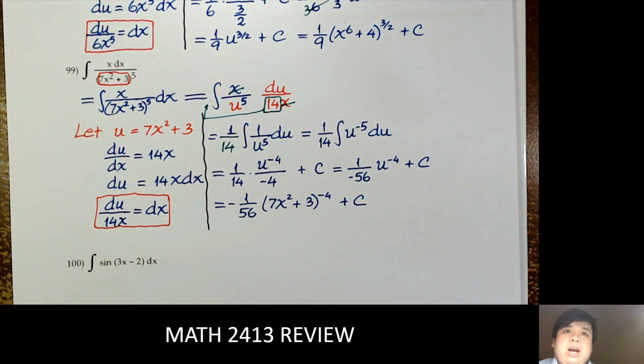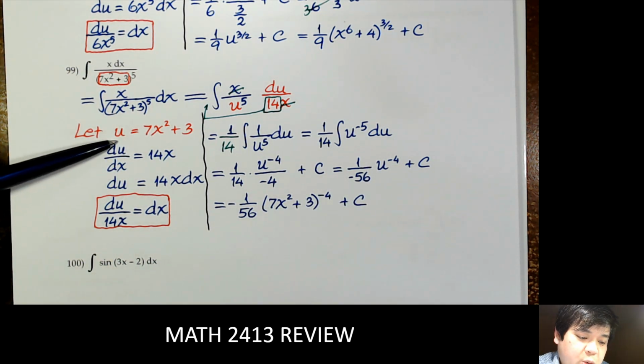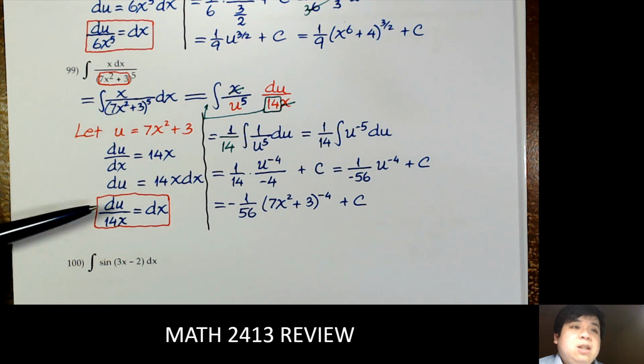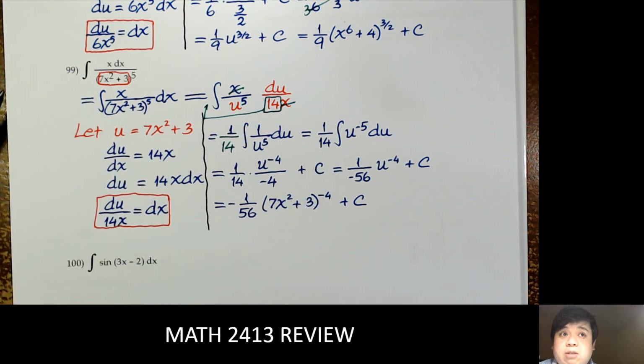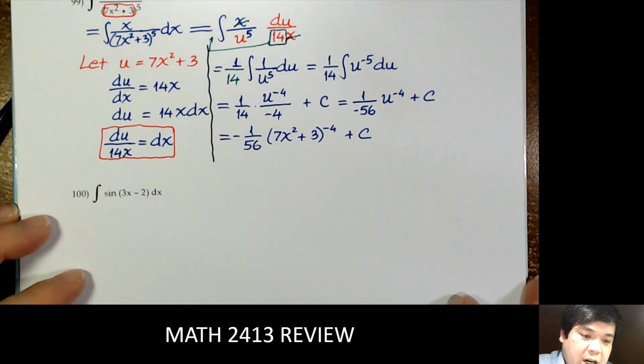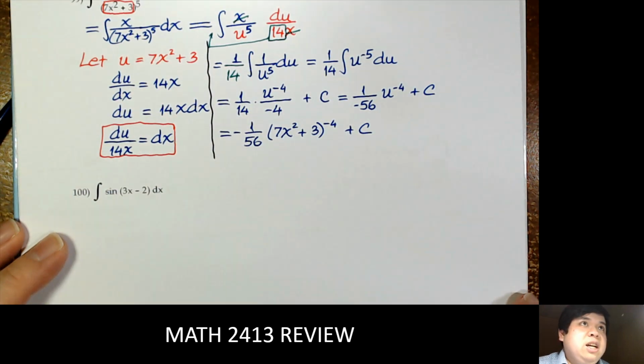So that's what we have. Again, we need to have u and need to solve for dx, and when we substitute in, everything cancels out, works out perfectly when there's no more x in the problem.